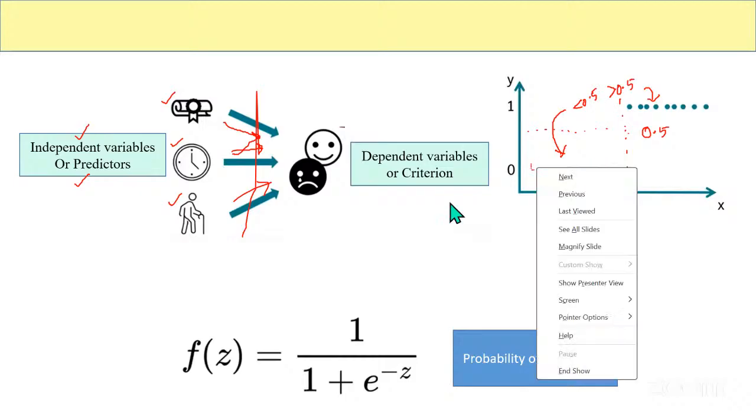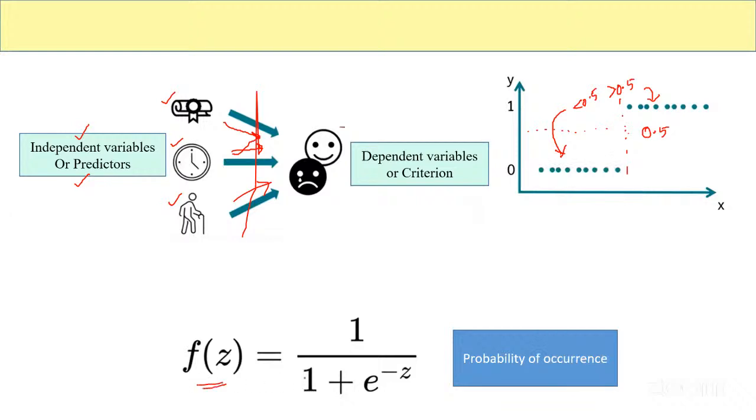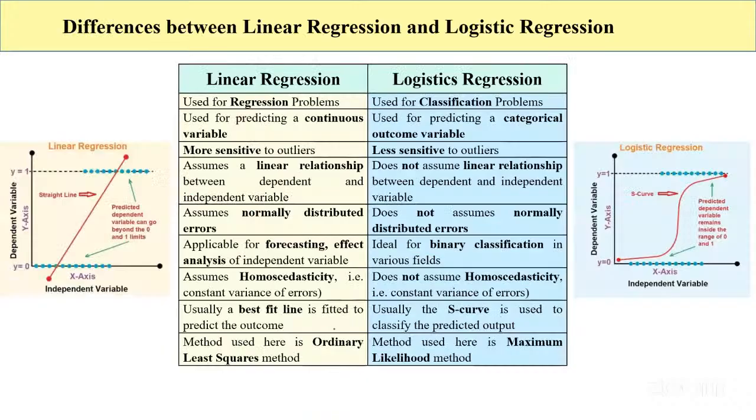And this follows a function which is called f of z is equal to 1 divided by 1 plus e power minus z. So there is nothing to panic about seeing this one. It is just an extension to linear regression. This is going to be the probability of occurrence or non-occurrence of a particular event. Okay, so probably this is going to be some theoretical part.